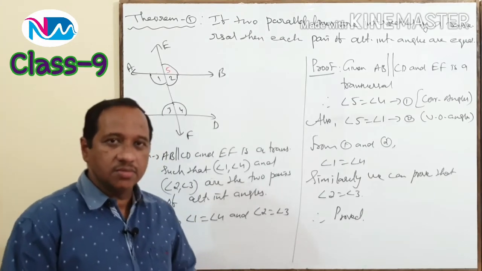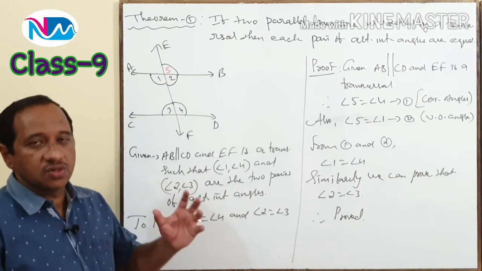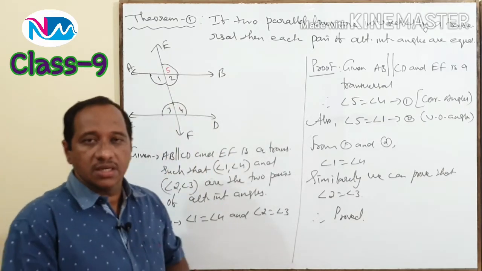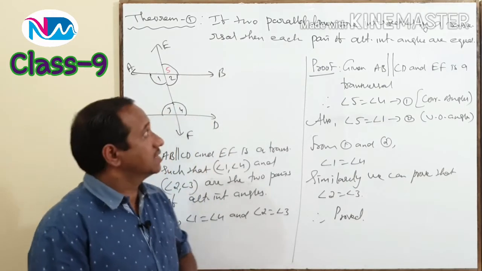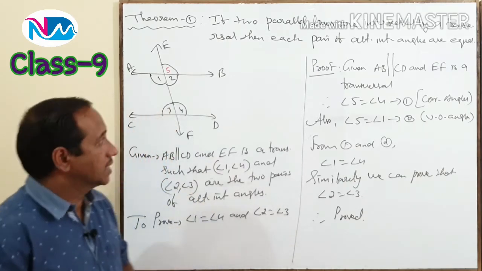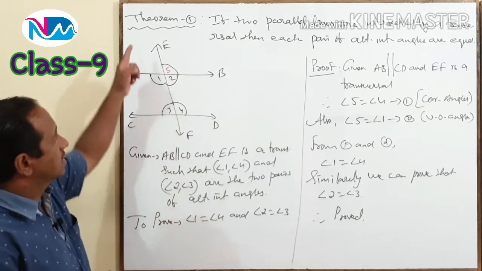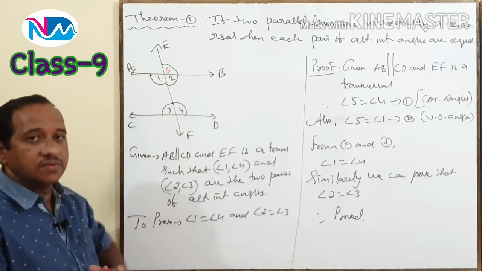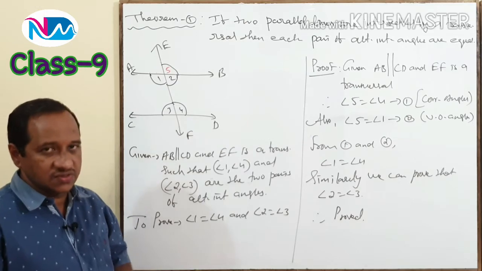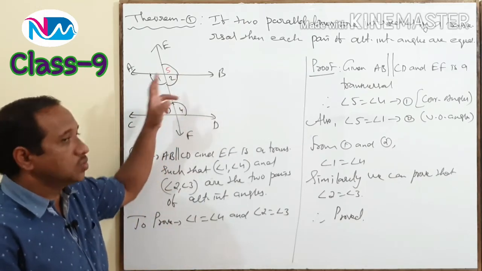To prove a theorem or a theoretical statement, we need to draw a figure based on the statement. Here, if two parallel lines are intersected by a transversal, then each pair of alternate interior angles are equal. Here, we have two parallel lines AB and CD which are intersected by the transversal EF, so that we have two pairs of alternate interior angles. They are angle 1, angle 4 and angle 2, angle 3.